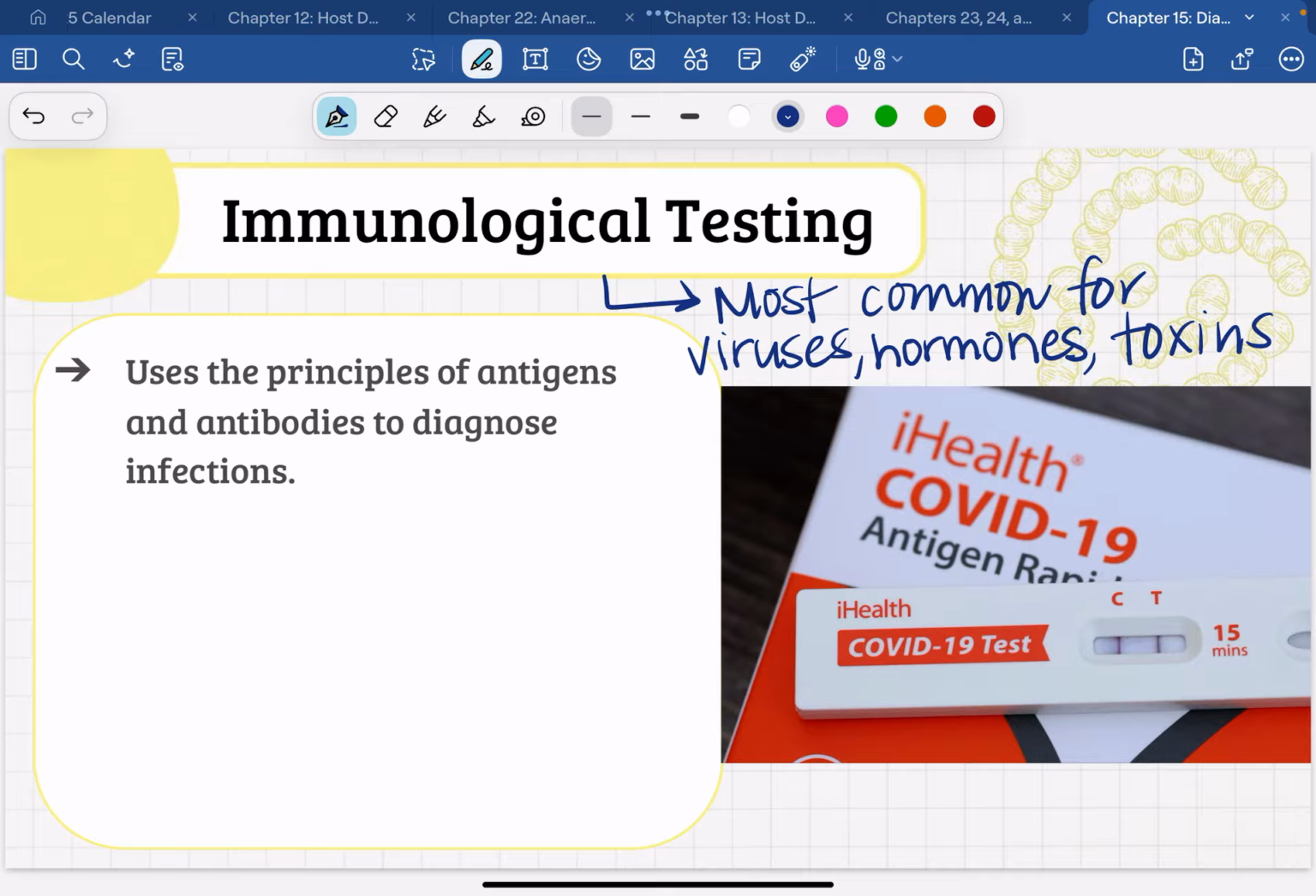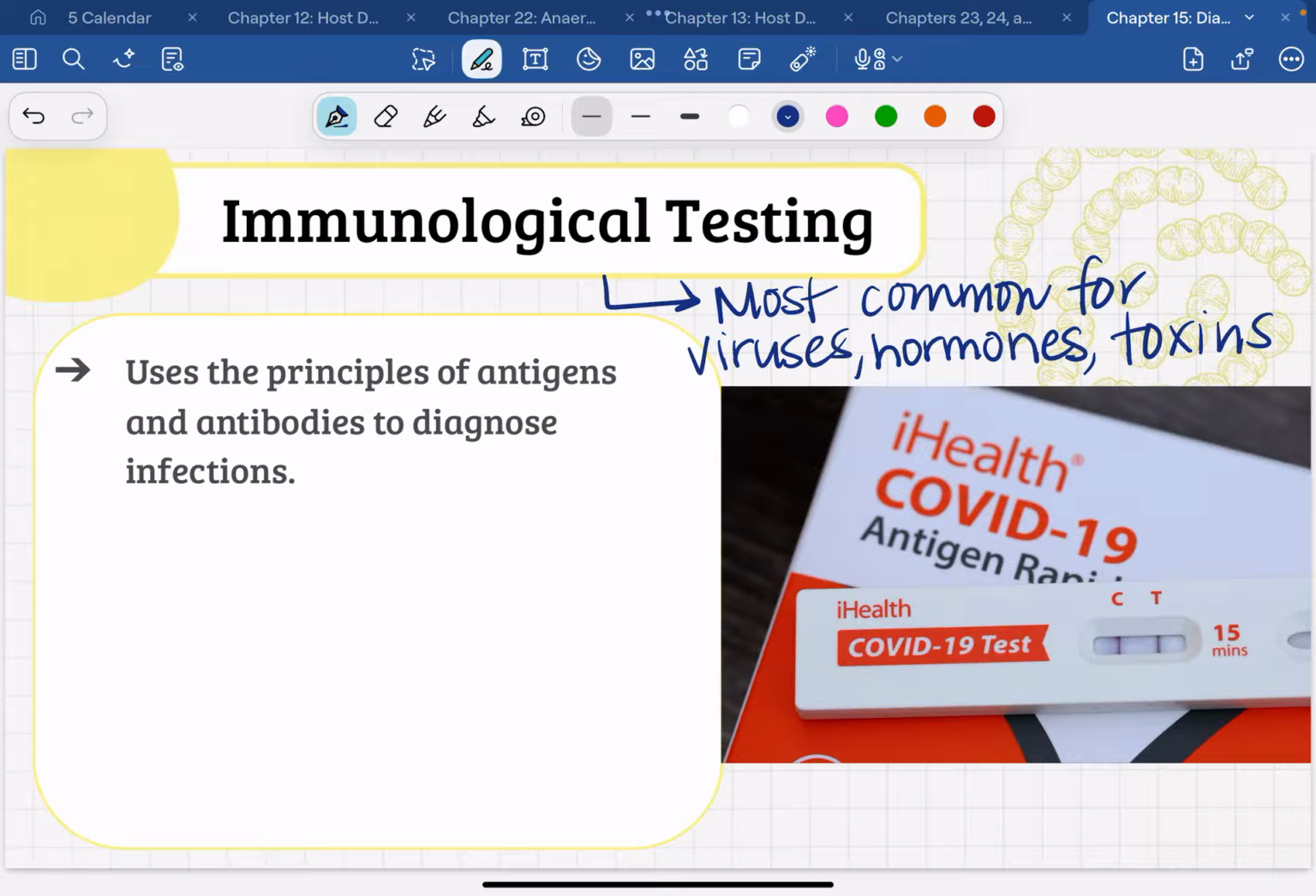Viruses are very difficult to grow in labs. And so we don't use culture methods to diagnose viral infections, typically. So immunological testing is going to be most common for things that don't grow. Viruses, hormones, drugs, toxins, things like that.